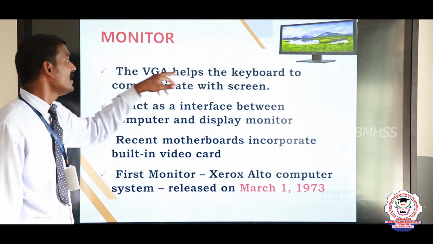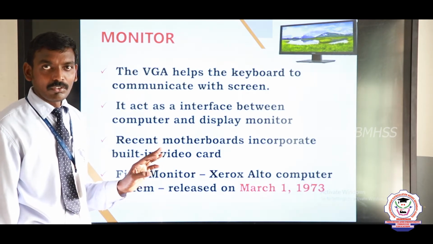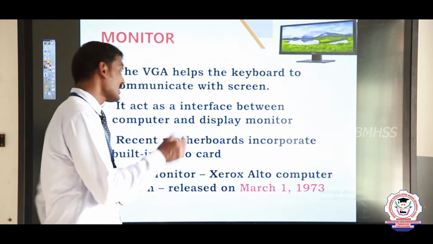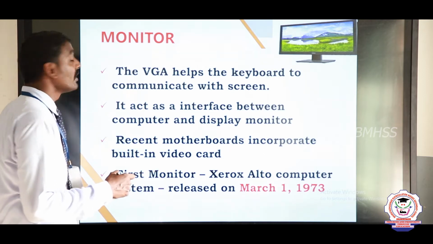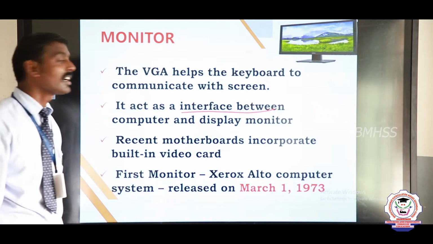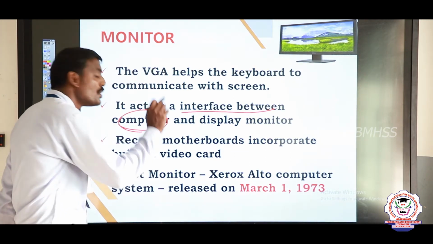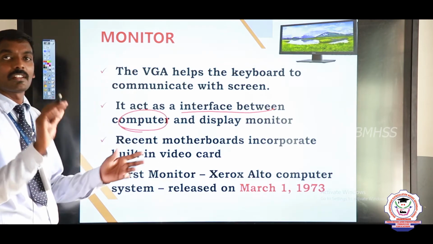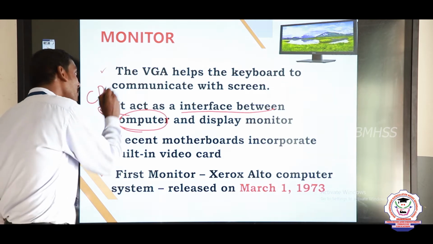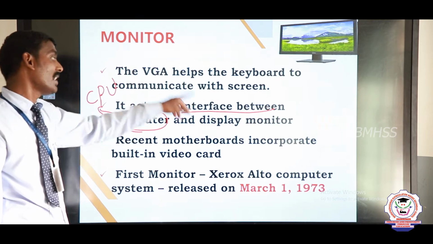Next, this VGA helps to communicate with the screen. What is the purpose of this VGA card? It is used to communicate with the help of the screen, and the VGA acts as an interface between the computer and the display monitor. Here, what does computer refer to? You are thinking computer refers to the monitor. That monitor is not a computer. Here this computer refers to the CPU, that is the processor. It interacts with the display monitor.